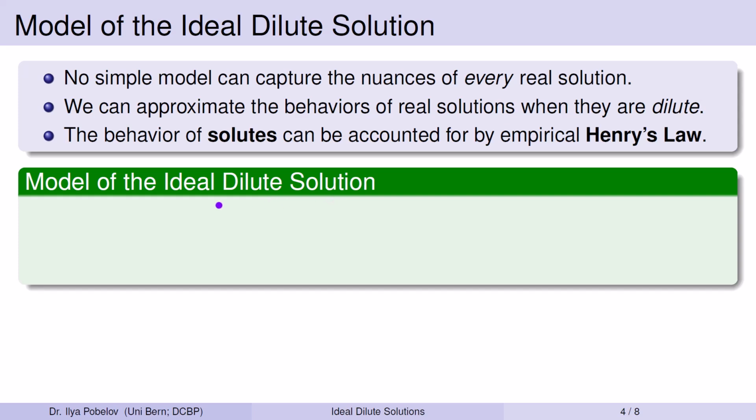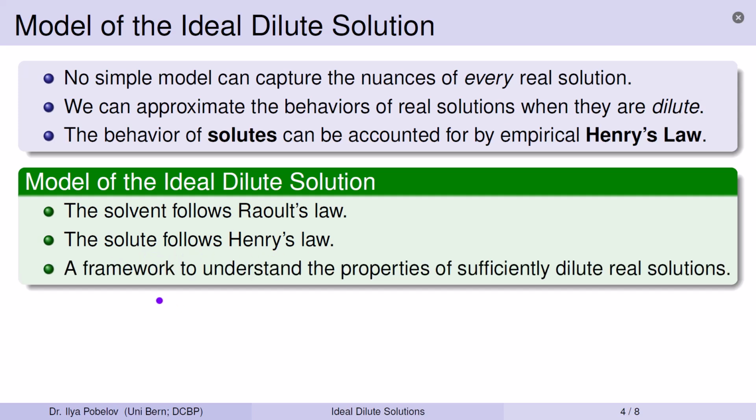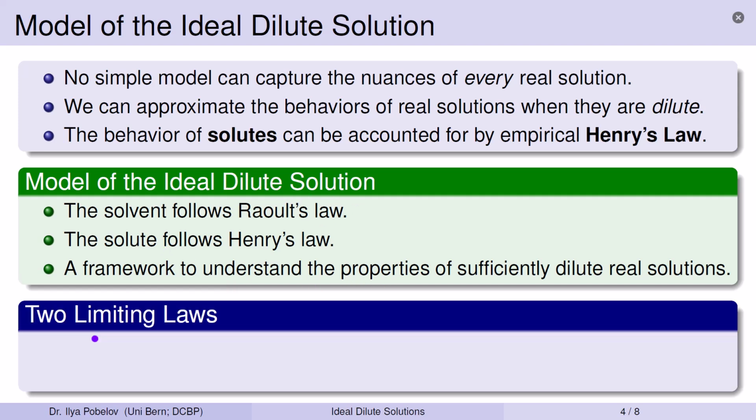It assumes that an ideal dilute solution meets two conditions. The solvent follows Raoult's law, the solute, on the other hand, follows Henry's law. This dual approach provides a practical framework to understand the properties of real solutions if they are sufficiently dilute. Central to this model are two limiting laws, Raoult's and Henry's. Both these laws define the ideal behavior in their respective domains.